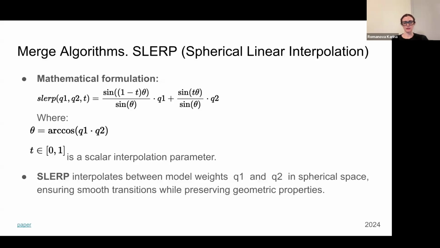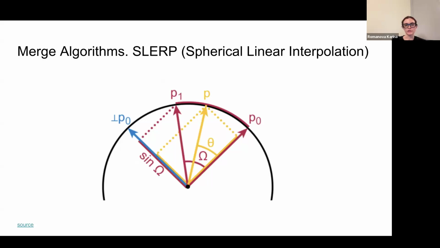This approach is particularly beneficial when dealing with models whose parameters lie on a manifold, as it respects the geometry of the parameter space. And here is the visualization of everything I described on the previous slide. This is the case when we need the shortest path of the hypersphere.